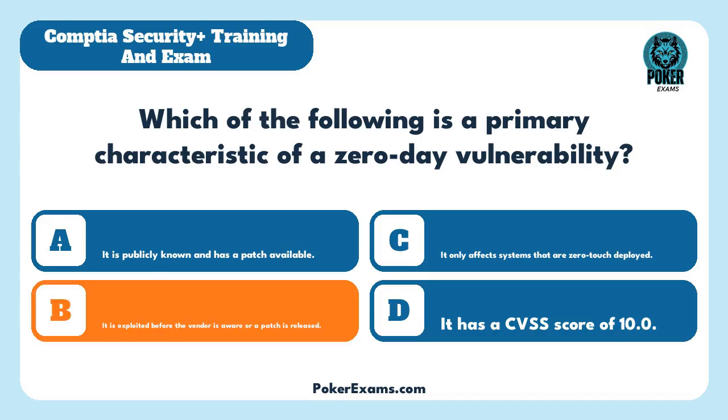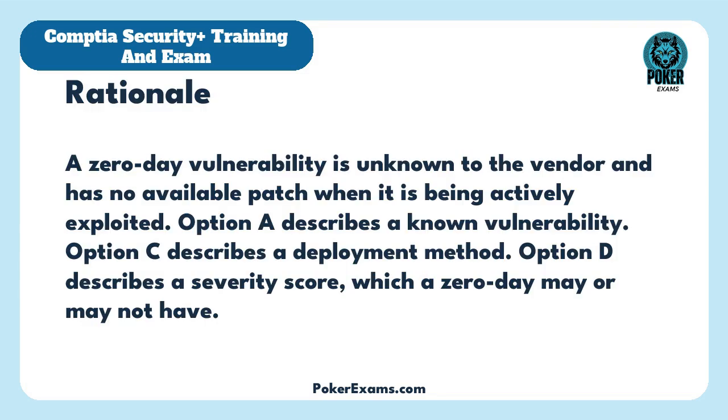Correct answer is B. Rationale: A zero-day vulnerability is unknown to the vendor and has no available patch when it is being actively exploited. Option A describes a known vulnerability. Option C describes a deployment method. Option D describes a severity score, which a zero-day may or may not have.